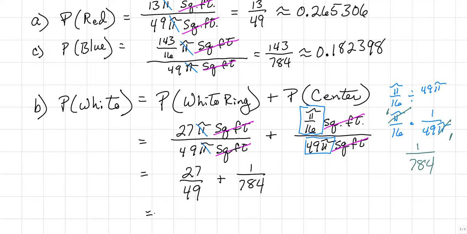And of course I want to go ahead and add these two fractions together. And so 27 over 49 plus the fraction 1 over 784 is going to give me the following fraction of 433 over 784. And we'll go ahead and convert that to a decimal also and round to 6 decimal places, and it's 0.552296.